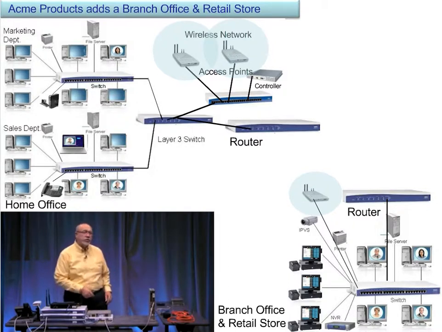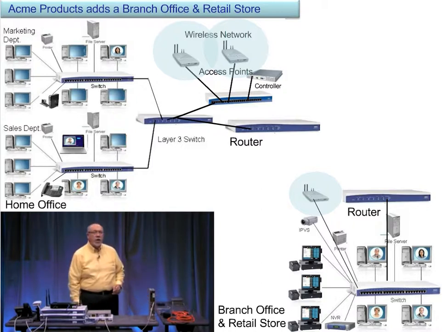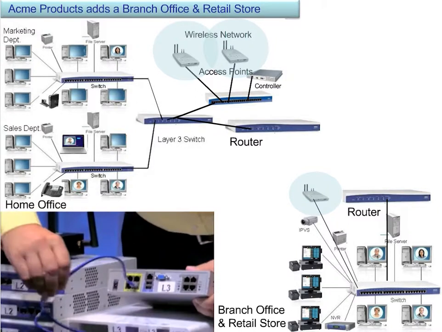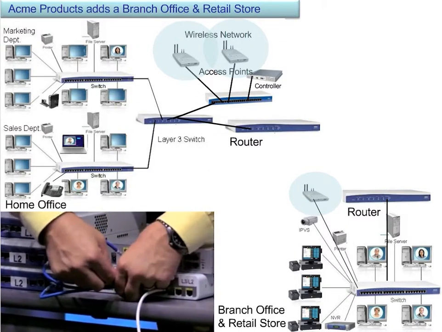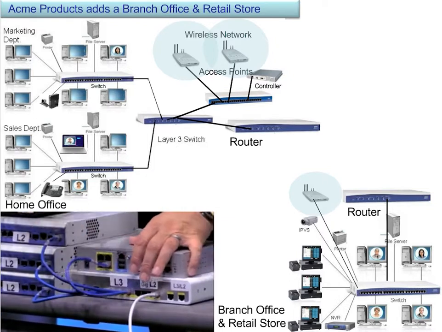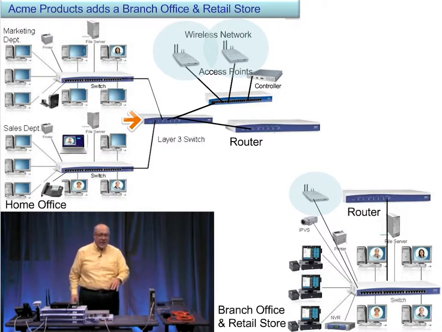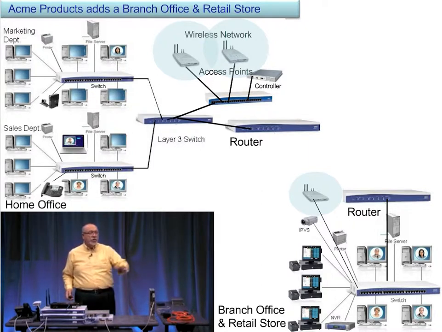And so what we're going to do is we're going to connect our router up to our layer 3 switch on the LAN side. So I'm going to connect my LAN connection over to my layer 3 switch. There we go. And now I'm ready to connect my network to the outside world.